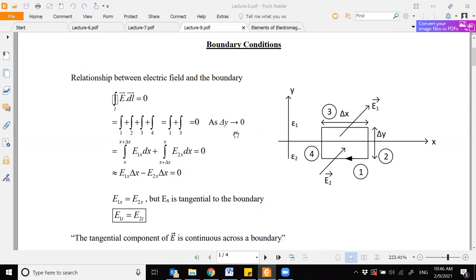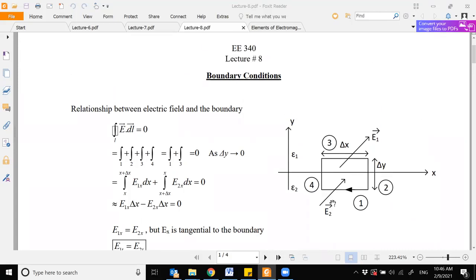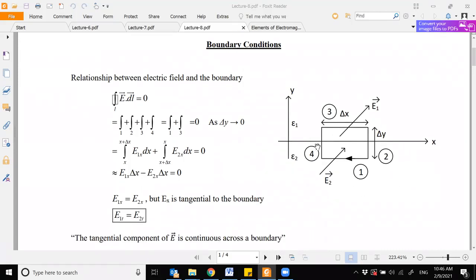First, this is our problem statement. This is my x-axis, and I'm assuming that this is one medium and this is another medium.